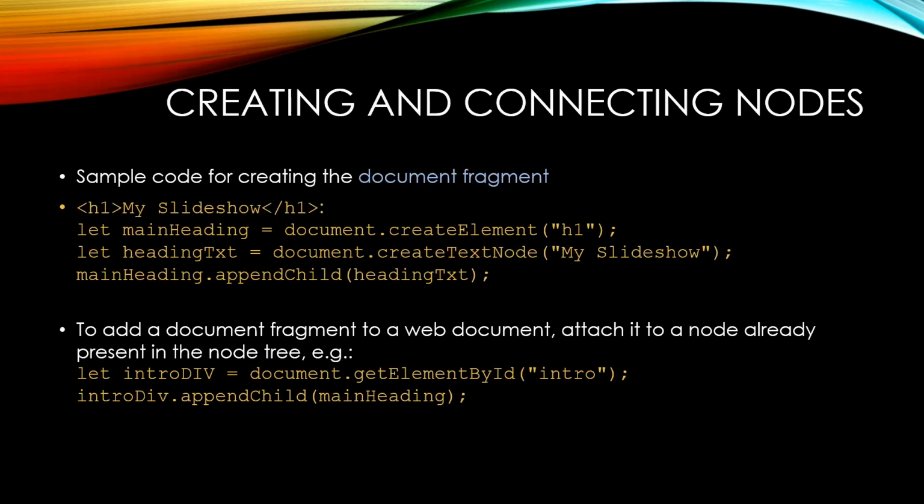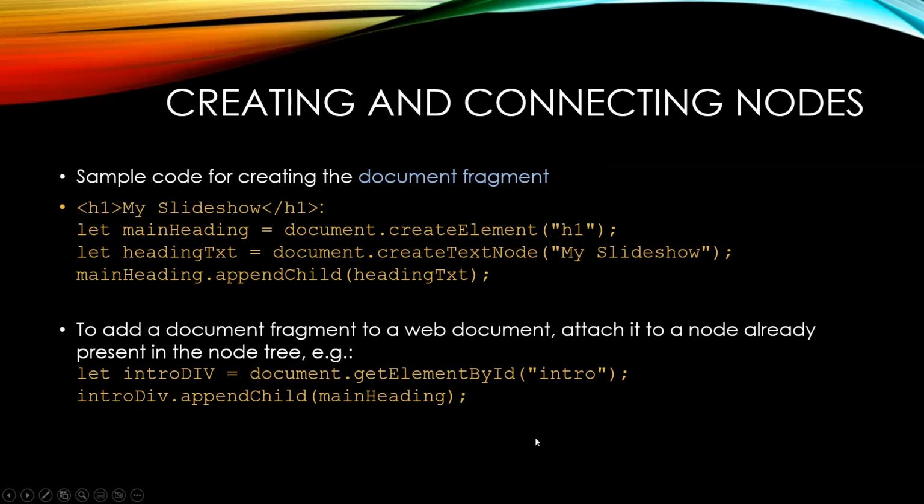We can create and connect nodes by using some of these examples. So here at the very top, we have an example to create the document fragment. So we've got our header, let main heading equal document create element h1, let heading text variable equal document create text node, my slideshow. Main heading dot append child heading text. So it's going to take the element created in main heading, and to it, it's going to add the child of heading text. So if we were to look at that tree, it would be main heading at the top and directly under it, heading text.